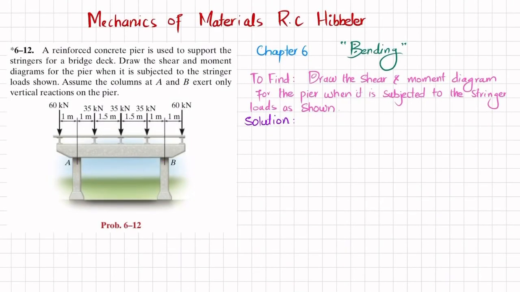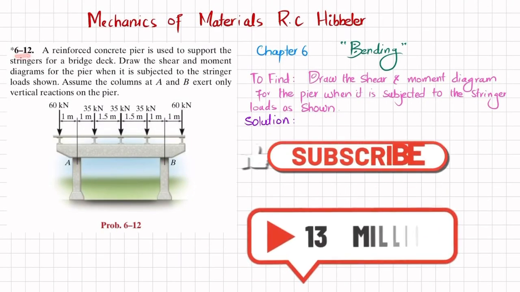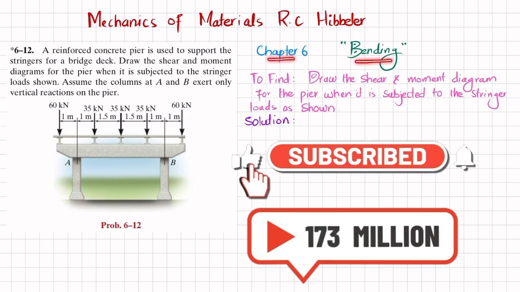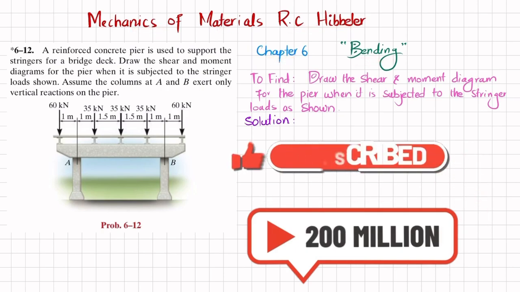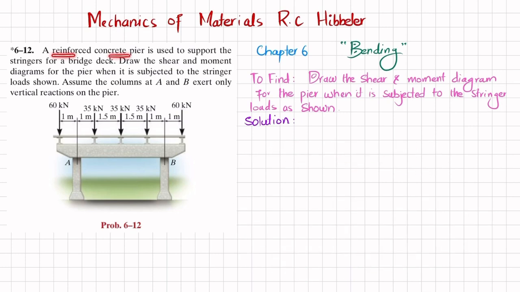Welcome back. Problem 6-12. This problem is taken from chapter number 6, that is bending, and the book name is Mechanics of Materials by R.C. Hibbeler. The statement is: a reinforced concrete pier is used to support stringers for a bridge deck. Draw the shear and moment diagram for the pier when it is subjected to the stringer loads shown. Assume the columns at A and B exert only vertical reactions on the pier.